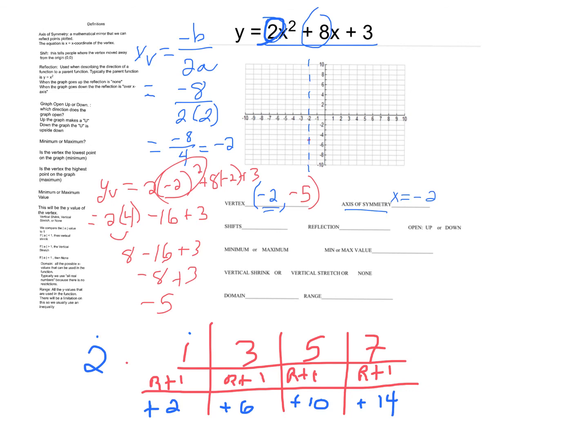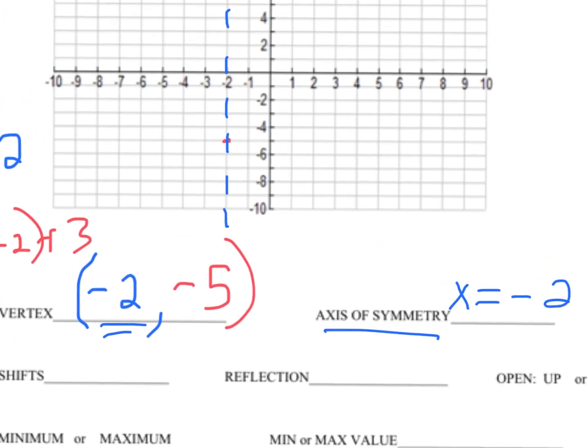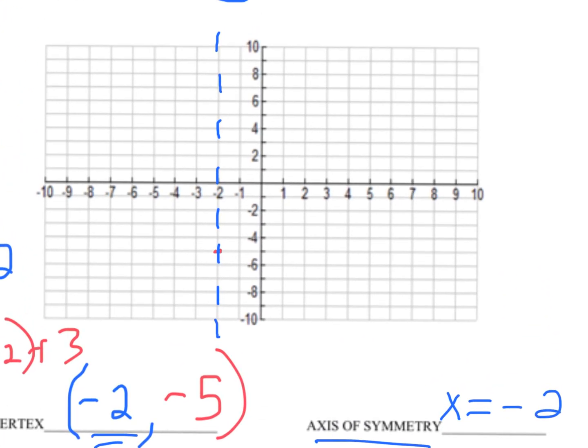Alright, so let's move back in. Okay, so from our vertex, right 1 up 2, 1, 2. So right there. Okay, then we're going to go right 1 up 6. 1, 2, 3, 4, 5, 6. Right 1 up 10. But we're going to go off our scale, okay, so we can't go any further.